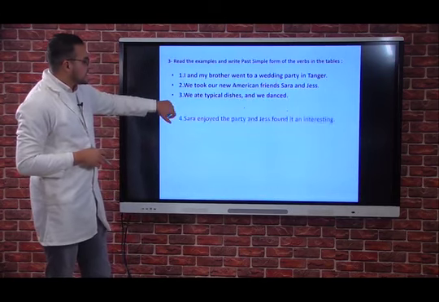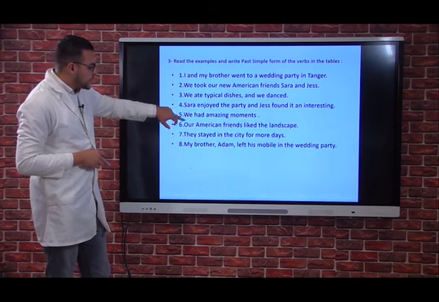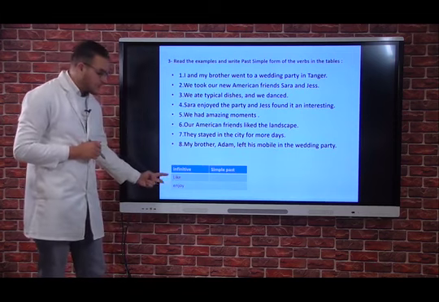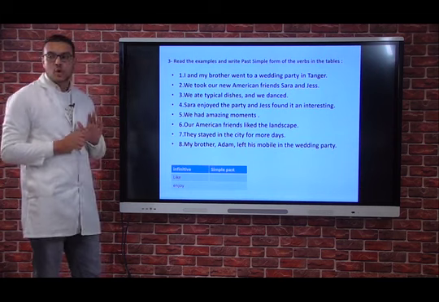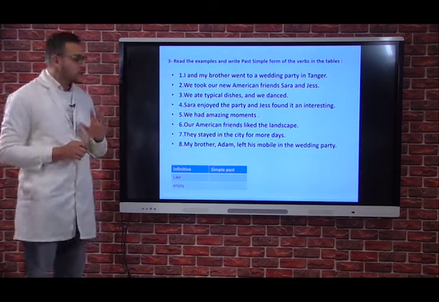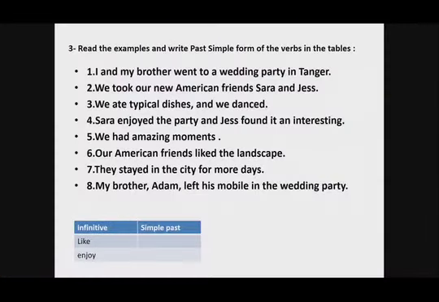So I want you to read these examples in here and try to find out the past simple form of these two verbs in here. So we have like and we have enjoy. Quickly, I'm going to read these 8 sentences for you. So please pay attention. Number 1, I and my brother went, which is the verb to go, went to a wedding party in Tangier. We took our new American friends, Sarah and Jess. We ate typical dishes and we danced. Sarah enjoyed the party and Jess found it interesting.